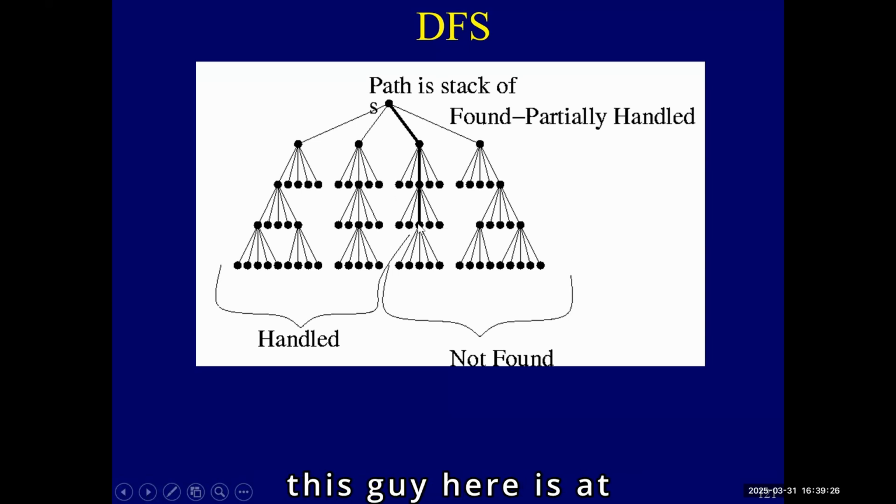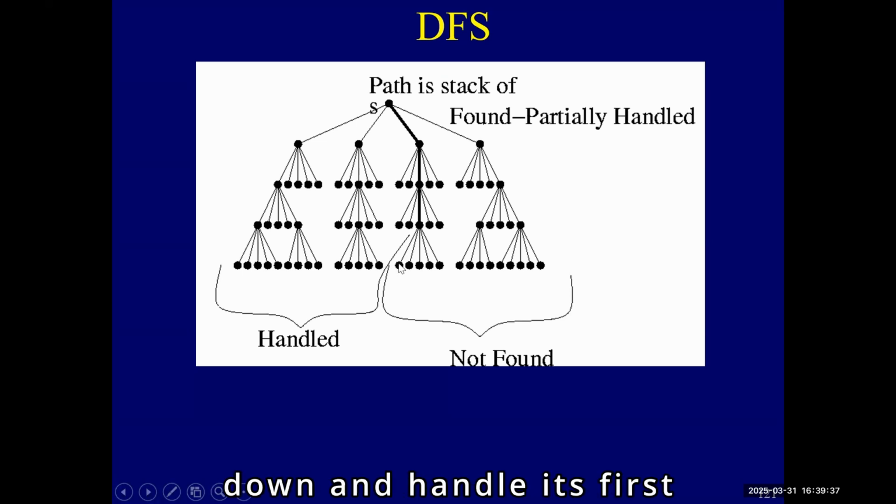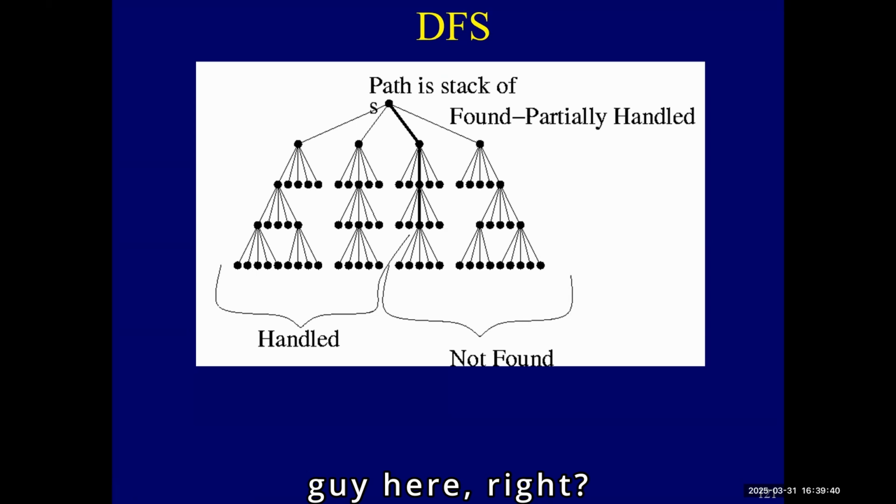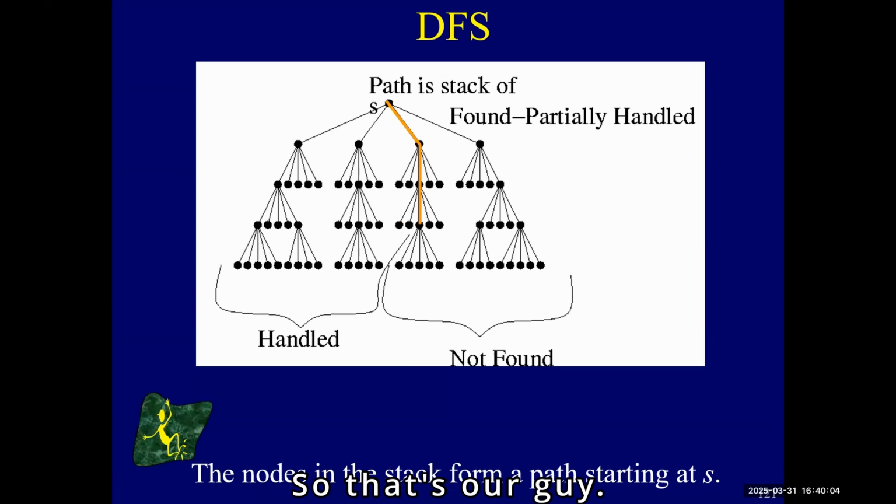And you can see that this guy here is at the top of the stack, and so these guys haven't been found. And what are we gonna do next? We're gonna come down and handle its first guy here, right? So we would come down here, and then this is done. So we would pop back up, and then we'd come down here, and this is done. We pop back up until all of these are handled. And when this is completely handled, we'd pop up here and go down here, right? Does that kind of make sense? Right, so that's our guy.